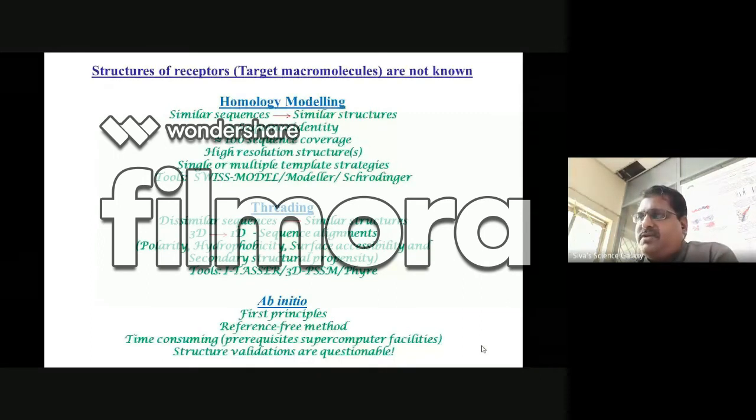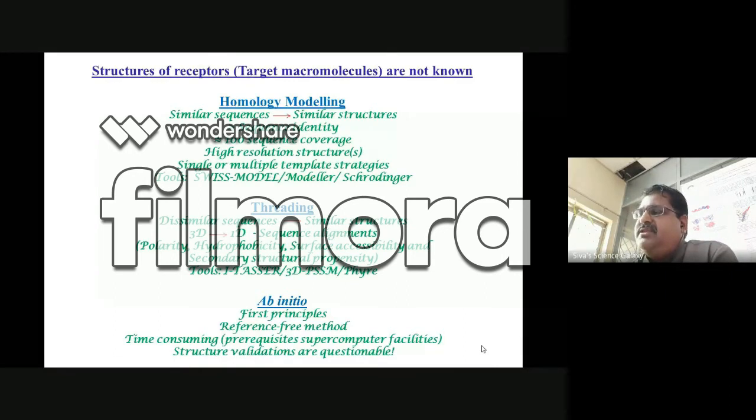So for the given target, we have to identify the template. Template is the one for which sequence is available and structure is available. The template and target will have high similarity in the sequences. So using the template structure, the target structure can be determined. Any confusion? Okay.